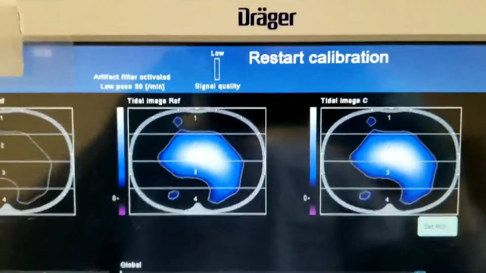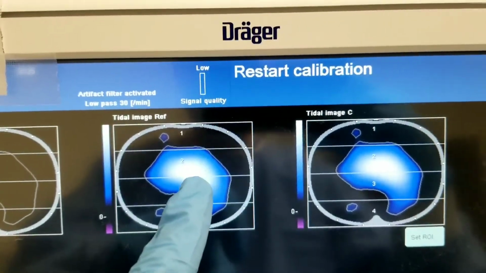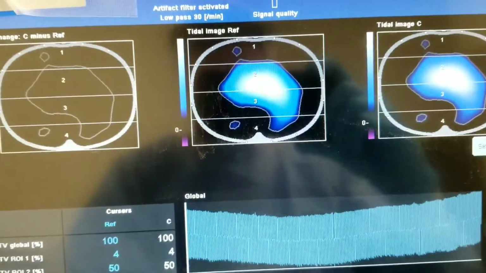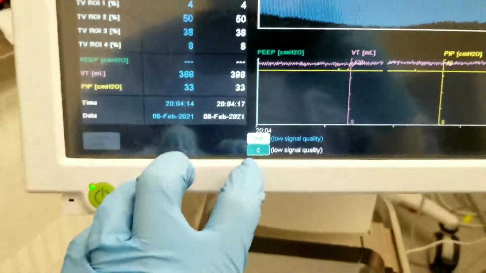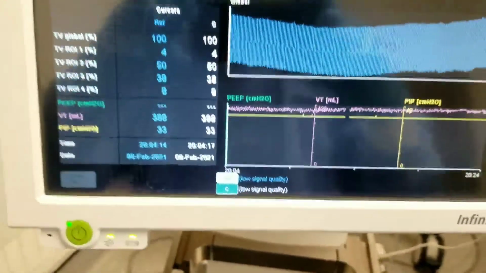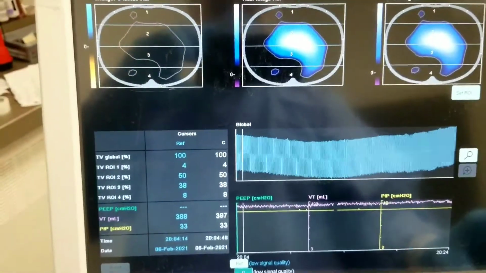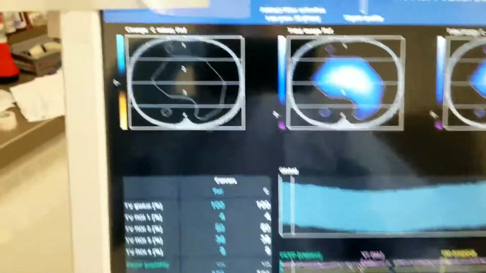Up here again we have the reference, and then we have the control. So I'm going to start by pressing the control here. Again, sorry about the camera shaking. I'm doing my best, guys. So we're going to start going here, and I'm going to be looking here.